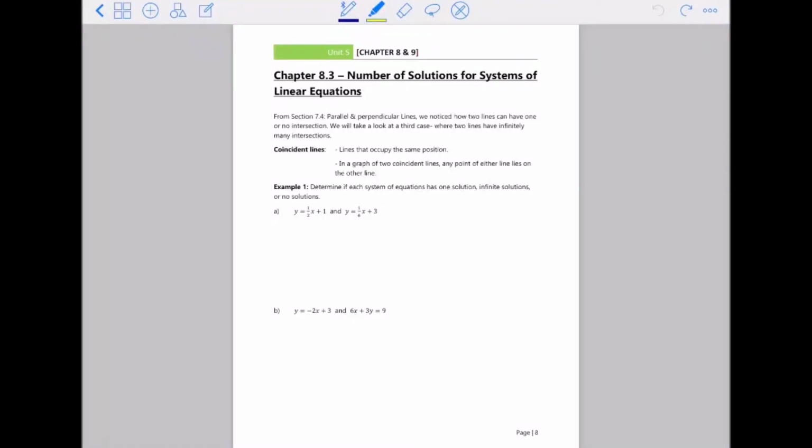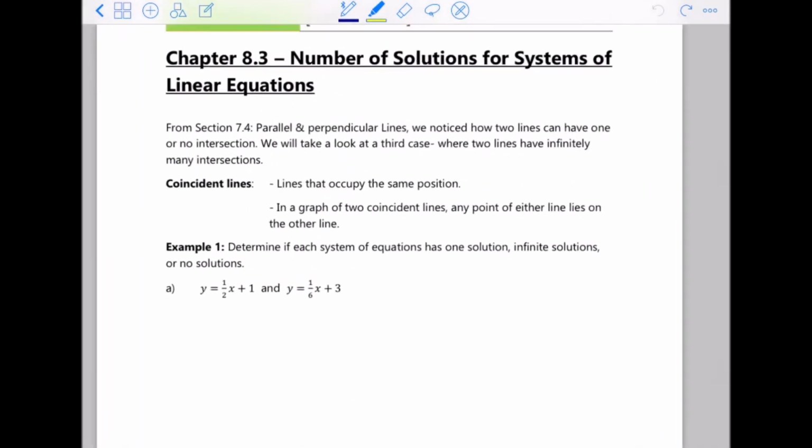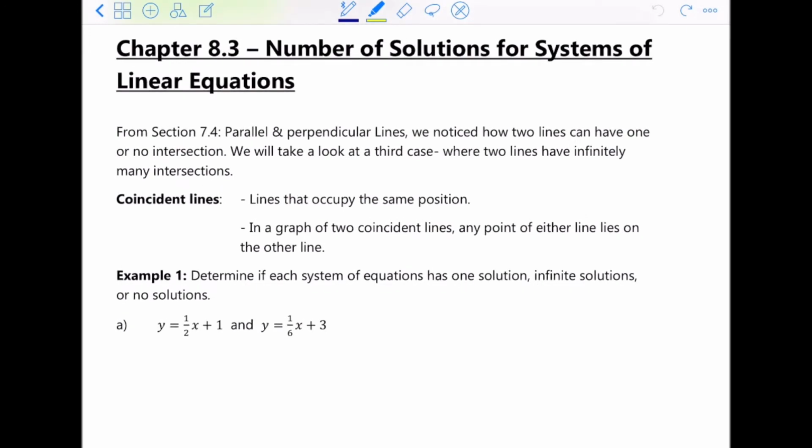Hi there. We'll go over Chapter 8.3, Number of Solutions for Systems of Linear Equations. From Section 7.4, Parallel and Perpendicular Lines, we noticed how two lines can have one or no intersection. So that also means there's one or no solution. We will also take a look at a third case where two lines have infinitely many intersections, as in there's infinitely many solutions.